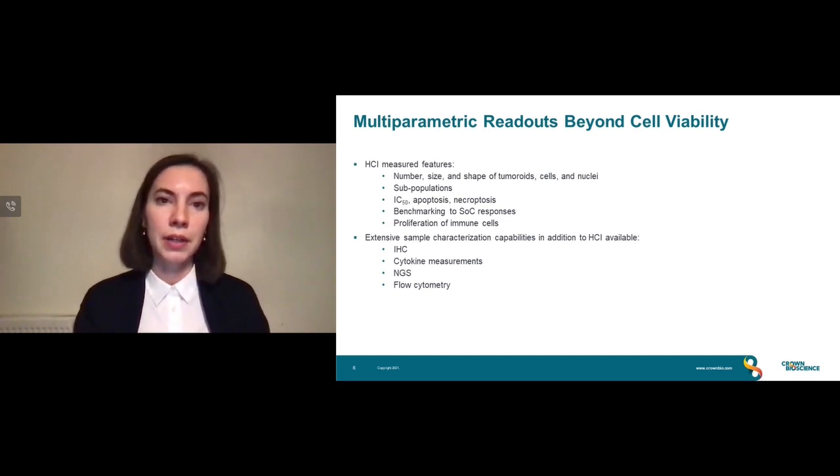In addition to our high-content imaging readouts, we also have available immunohistochemistry characterization of the samples, sequencing, flow cytometry, and we also collect supernatants from these cultures to analyze various cytokines.